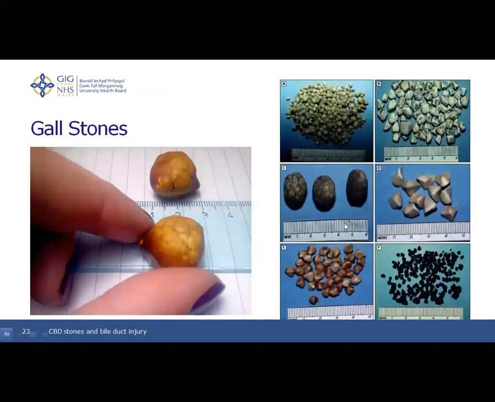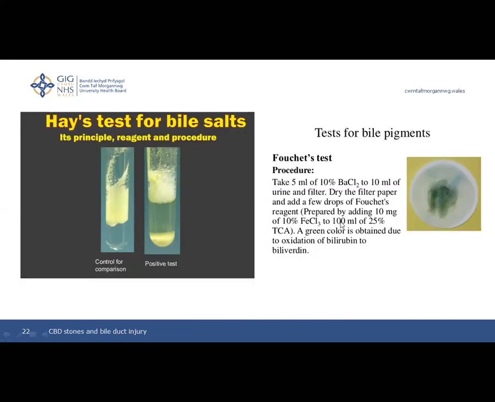Okay, so when we drop the reagent over the filter paper, the bilirubin gets converted into biliverdin, and that gives a green color, which shows that there is a bile pigment.